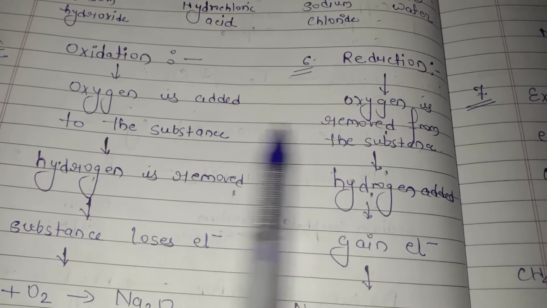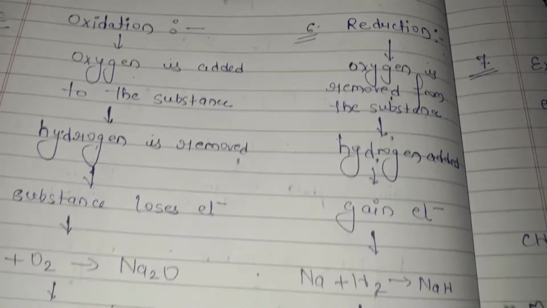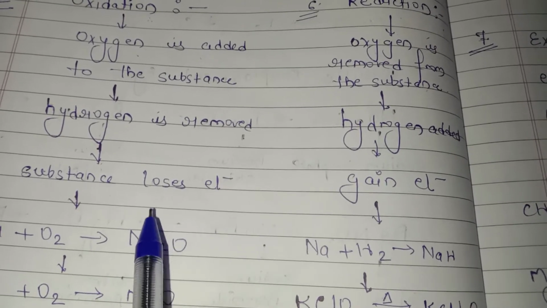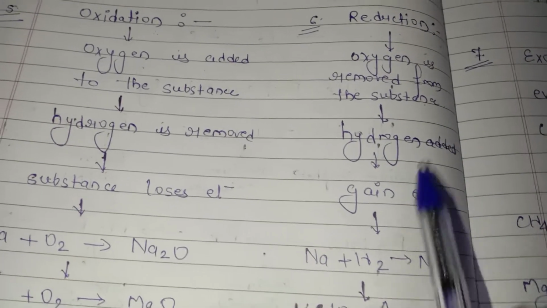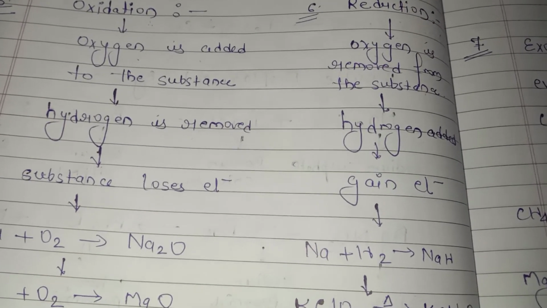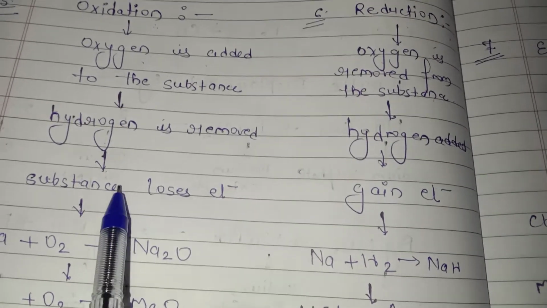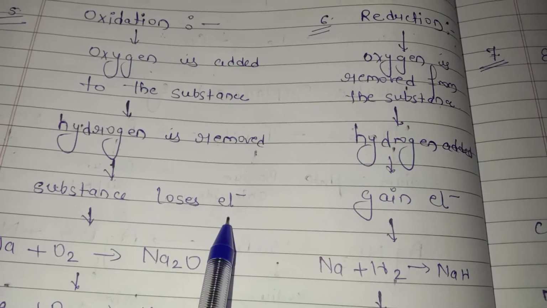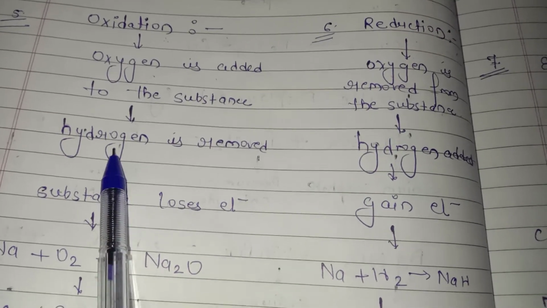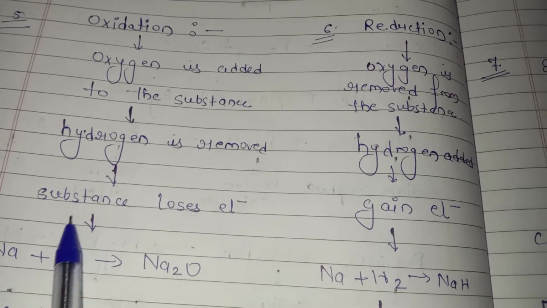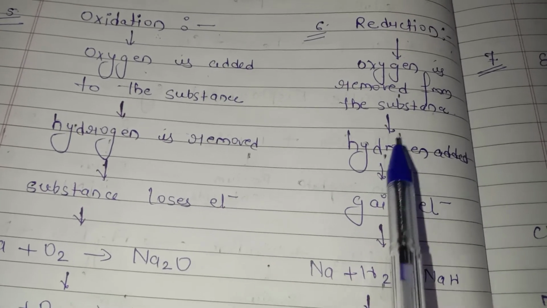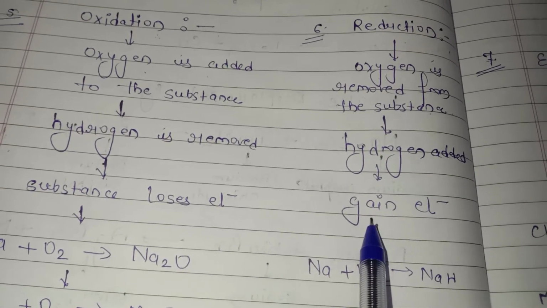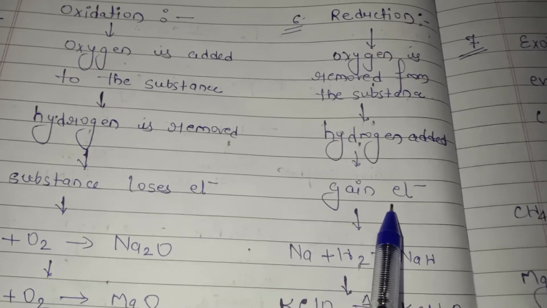Don't confuse oxidation and reduction. Many students are confused between oxidation and reduction, about what has to be removed and what has to be added. So don't get confused. In oxidation reaction, the substance loses electrons, hydrogen is removed. And in reduction reaction, hydrogen is added, so the substance gains electrons.